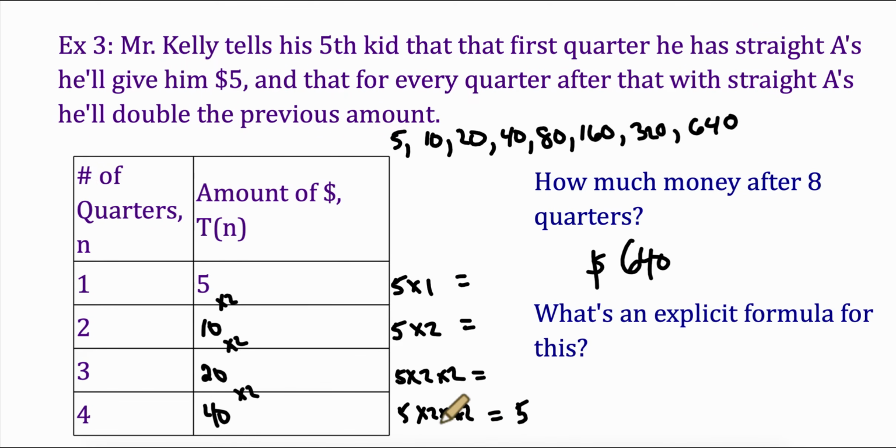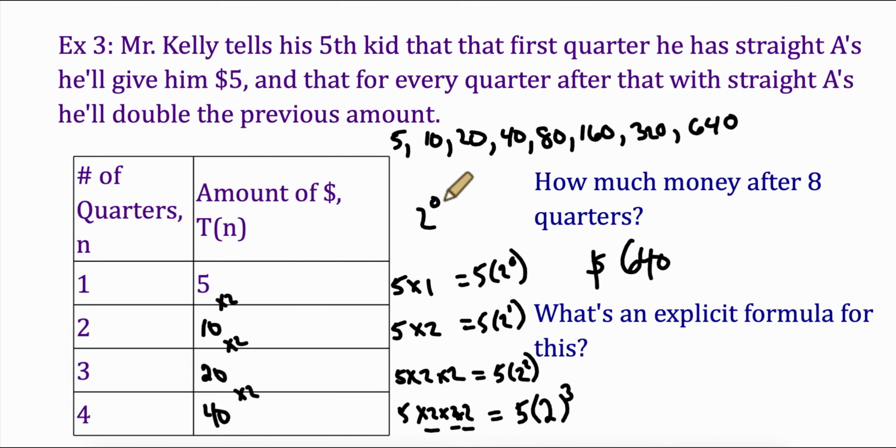So I have 5. What's a shortcut for multiplying the same number 3 times? Well, that would be 2 to the third power, right? Exponents are repeated multiplication, excuse me. So 2 times 2, this would be the same thing as 5 times 2 to the second. 5 times 2, this would be 5 times 2 to the first. Let's look at our rule, 3, 2, 1. So this is going to be 5 times 2 to the 0. And you may remember, anything to the 0 power is 1, which is what we got here.